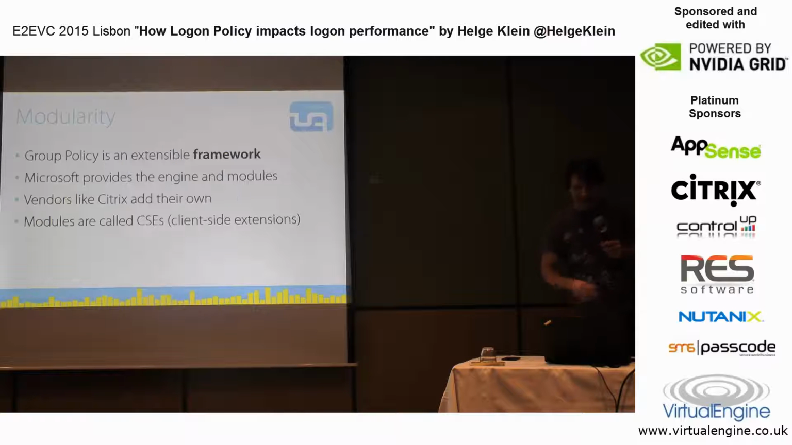Now, let's start with some boring talk about the architecture of group policy. I've talked a little bit about this in my Uber Agent session yesterday. You probably know that group policy is actually an extensible framework. It's not one monolithic thing. It consists of a basic engine and then many, many modules. Of course, Microsoft provides both the engine and many different modules as part of the operating system, and other vendors like Citrix add their own modules. Modules are called client-side extensions, or in short, CSEs. We'll hear that term a few times in the next minutes.